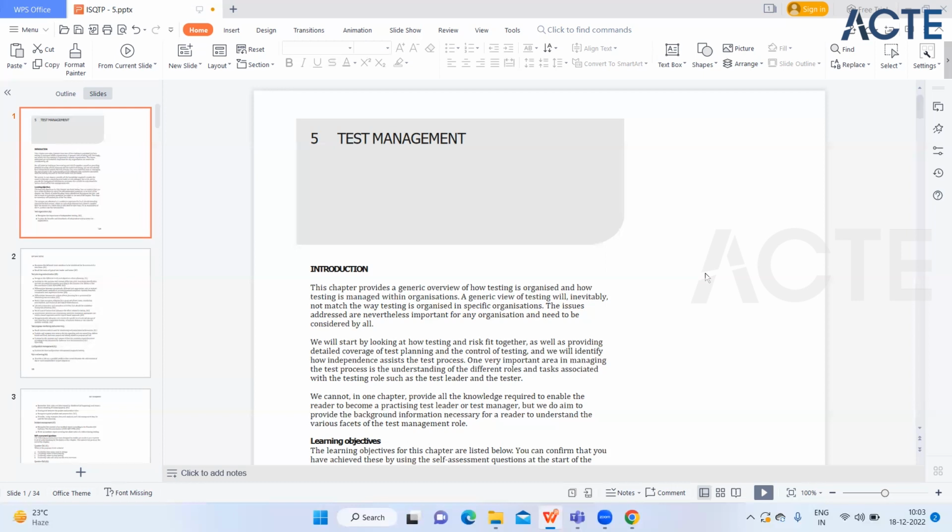Now we have also learned about static testing as well, and what is the role of each and every one, especially for the test leaders and test managers, how they are going to manage everything in a very good way. So they have explained here in a detailed way, like the management process mainly.